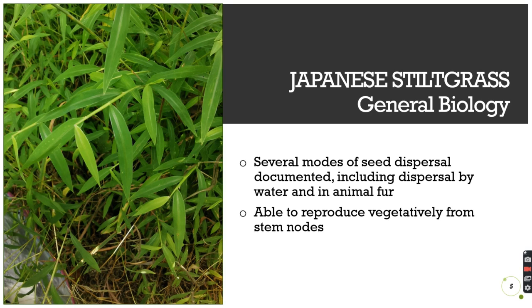Several modes of seed dispersal have been documented in this grass, including dispersal by water and dispersal in the fur of wild animals. Anthropogenic dispersal on vehicles, clothing, and hiking gear has also been recorded. Japanese stiltgrass may also reproduce vegetatively, readily rooting from stem nodes of broken off plant materials and growing from there.